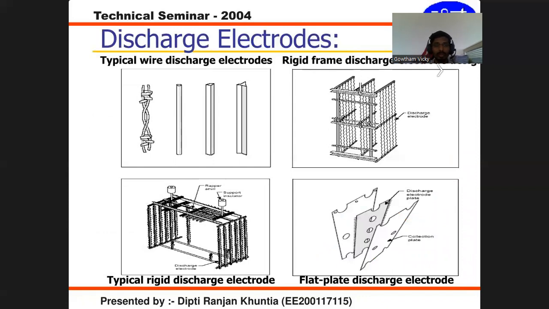Then the discharge electrodes are the typical wire discharge electrodes and the rigid frame discharge wires. The typical rigid discharge electrodes and then flat plate discharge electrodes are used in various positions. In this, four drawings are shown. First one is wrapper and wheels and then support insulators and then discharge electrodes and then collection plates.